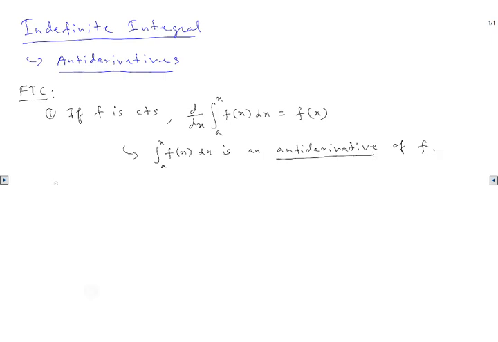That's what the first result says. What does the second result say? The second result says the integral from a to b of f(x) dx is simply equal to F(b) minus F(a), where F is any antiderivative. So those are the two results we learned in the previous section.